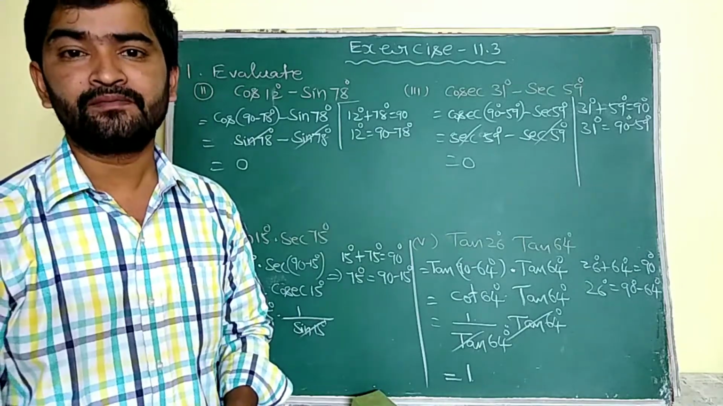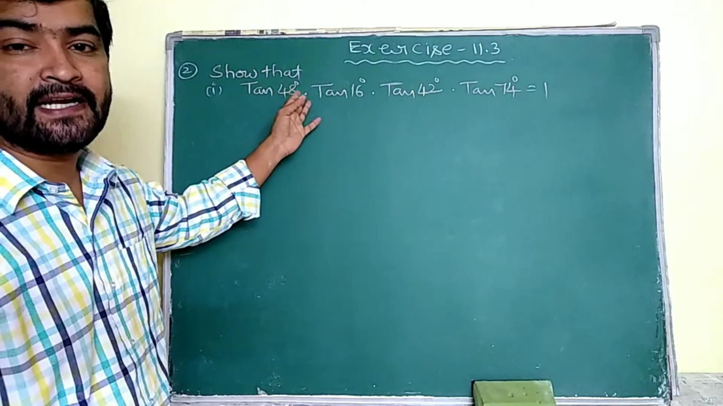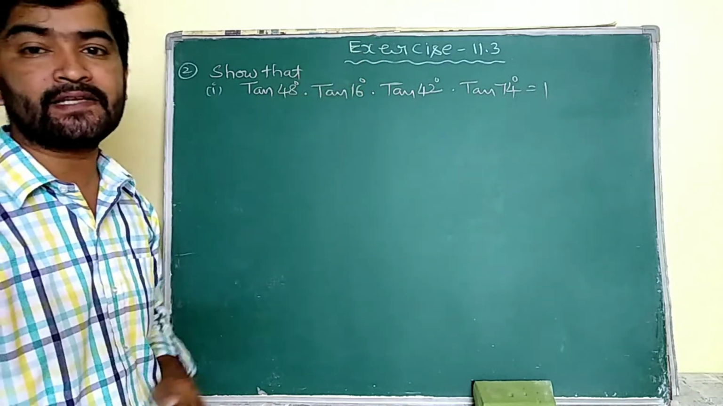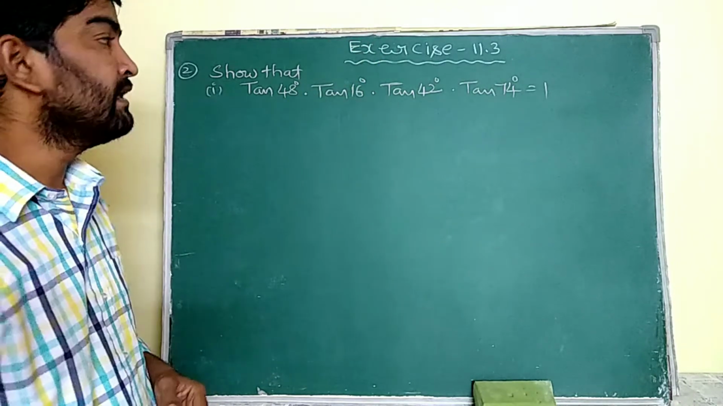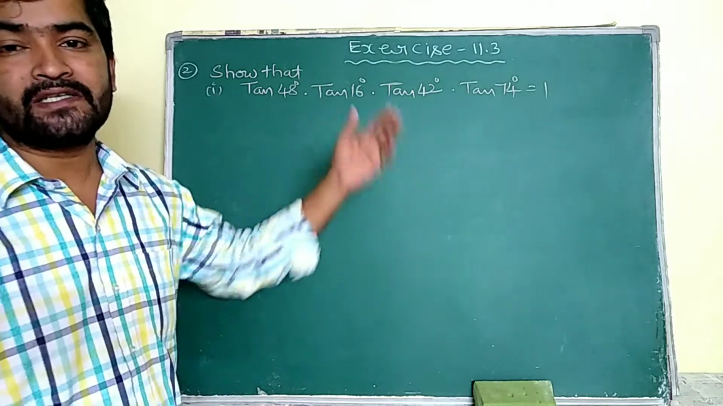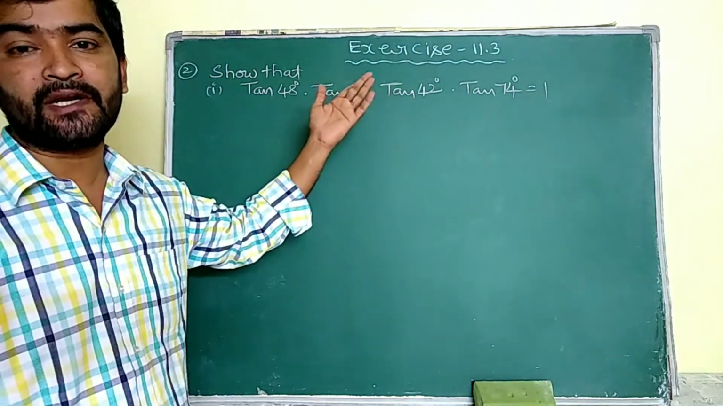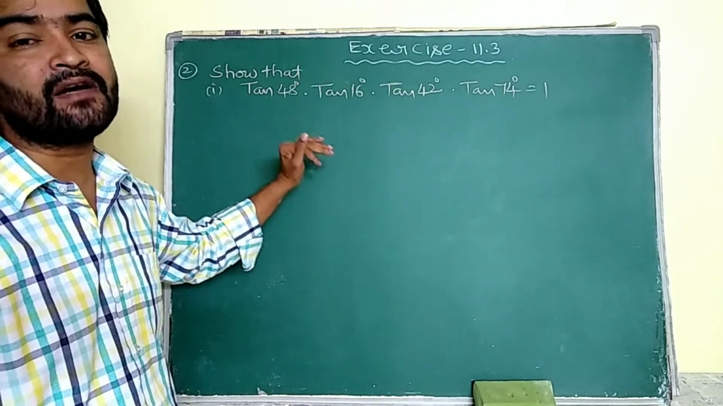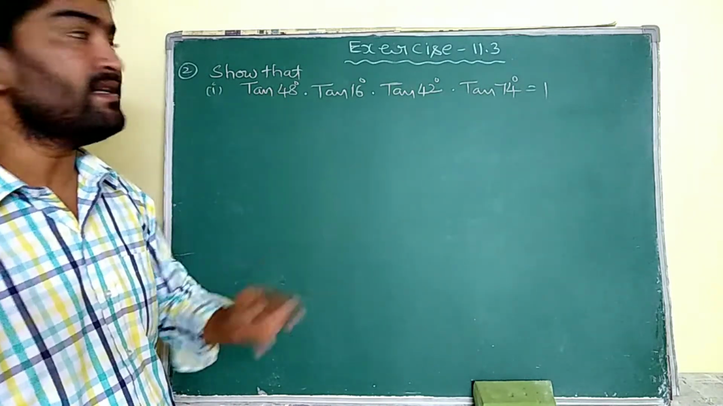In this way we are going to simplify these given trigonometric ratios with the non-specific angles. Okay? Show that tan 48 degrees into tan 16 degrees into tan 42 degrees into tan 74 degrees is equal to 1 is asked. For that, we have to consider the LHS value and obtain the RHS value 1. Now, here we have to just pair up the complementary angles.